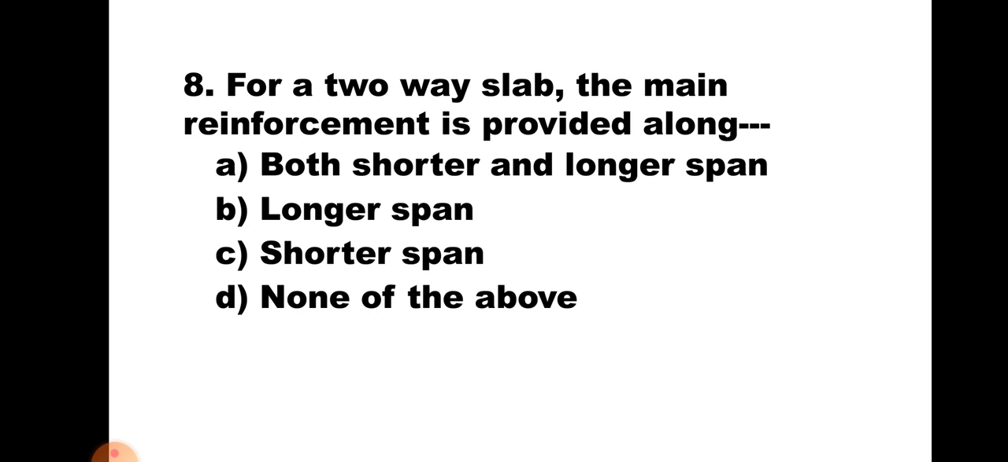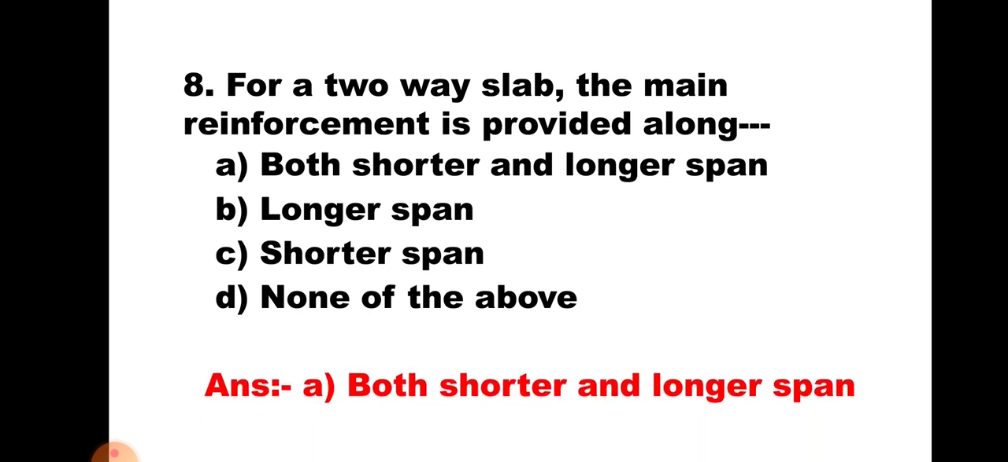Question number 8. For a two-way slab, the main reinforcement is provided: A. Both shorter and longer span, B. Longer span, C. Shorter span, D. None of the above. Now for a two-way slab, along both the directions, the bending moment is considerable. Hence on both directions, the main reinforcement is provided. Hence, the correct answer is A, both shorter and longer span.